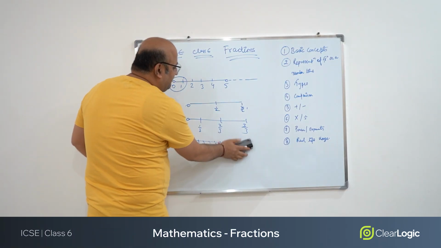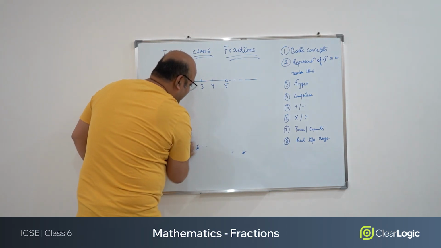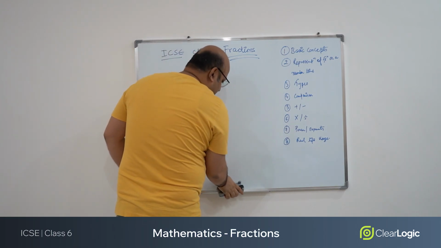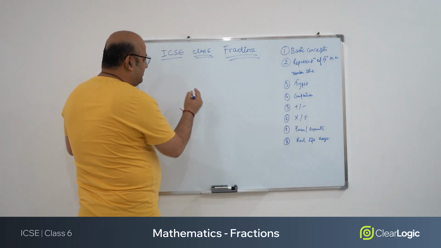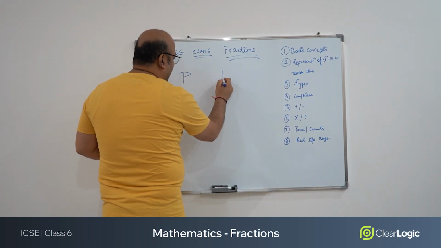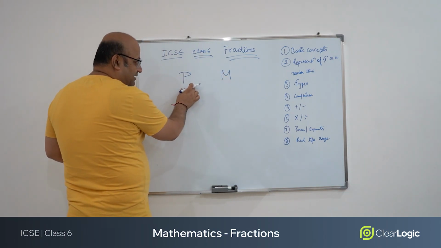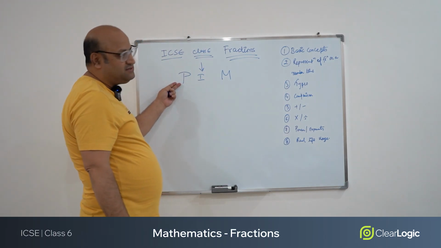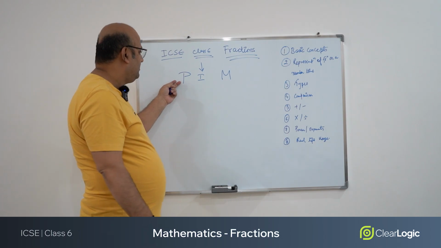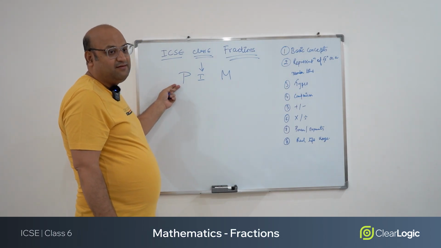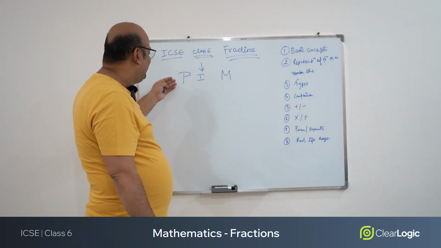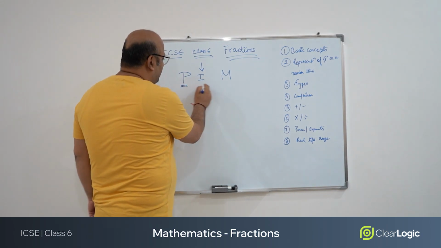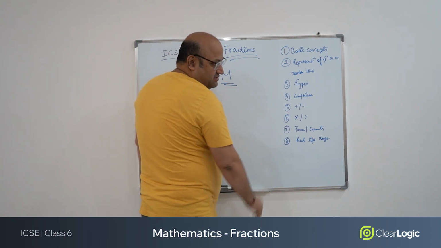So types are basically very simple to remember. Let me tell you how easy they are to remember. The trick is to remember P, M, and in between P and M, I put I. To remember this, it is very simple. P for proper, I for improper, M for mixed, right?